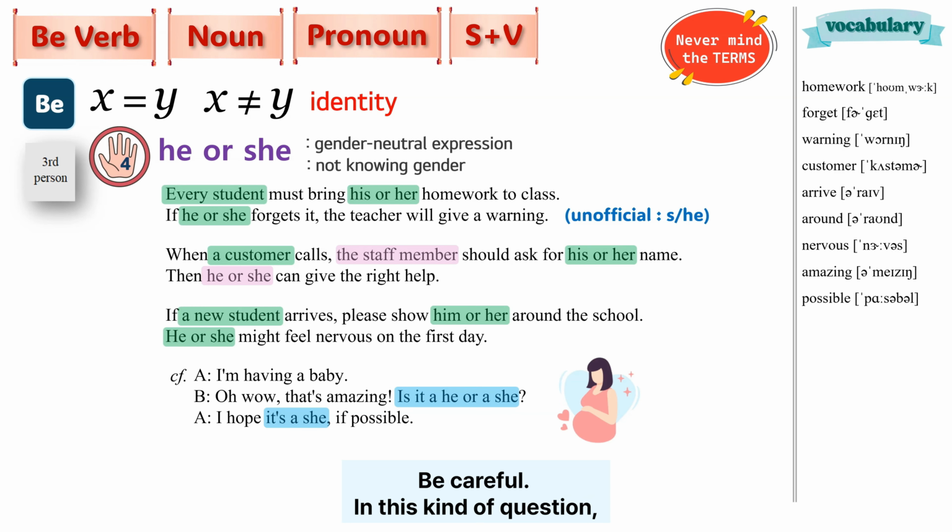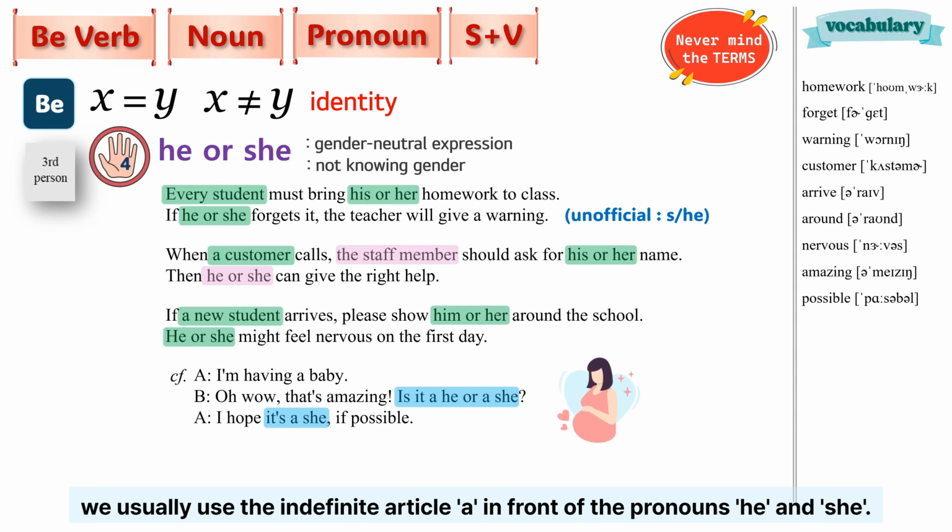Be careful. In this kind of question, we usually use the indefinite article a in front of the pronouns he and she.